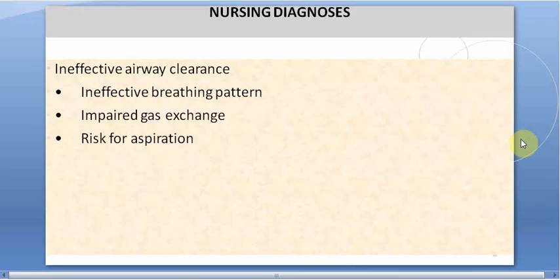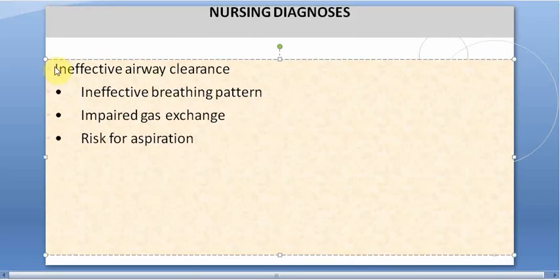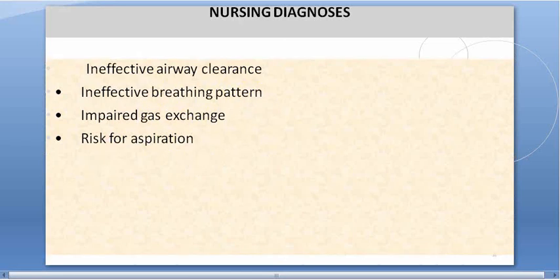Next is nursing diagnosis. You can frame nursing diagnoses according to your patient's condition. I have just framed some nursing diagnoses: ineffective airway clearance, ineffective breathing pattern, impaired gas exchange, and aspiration.